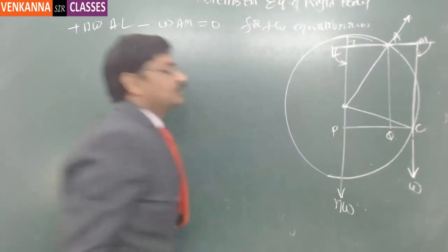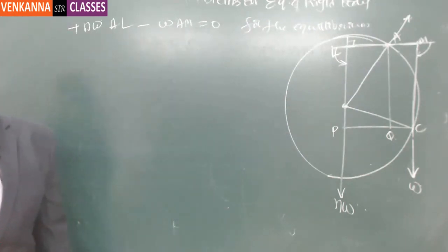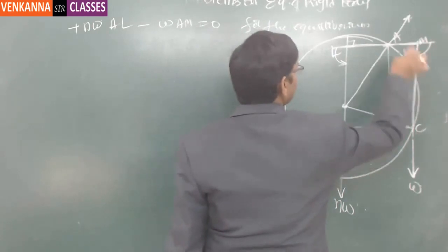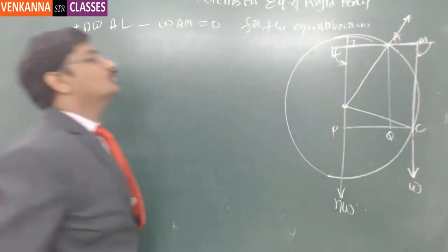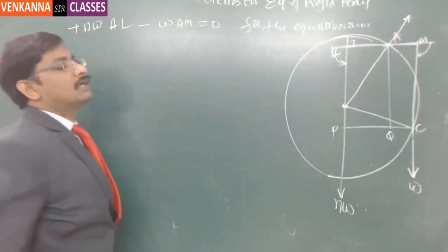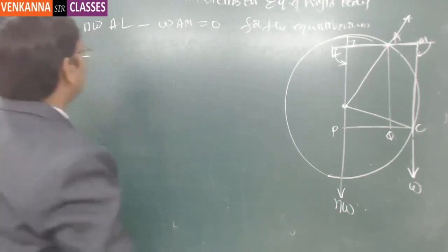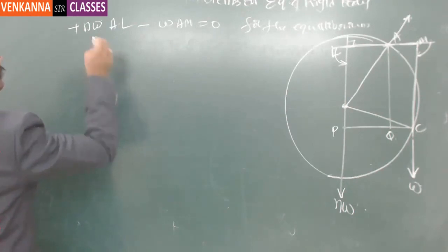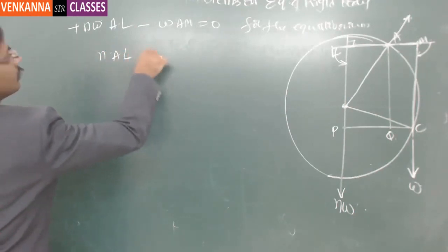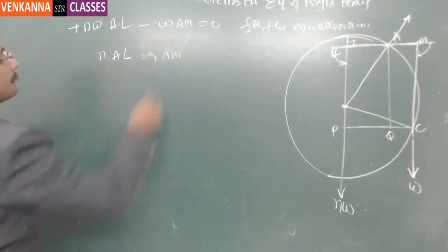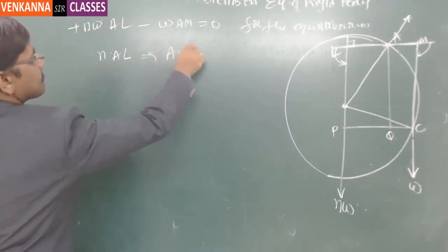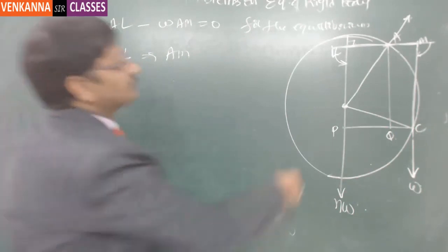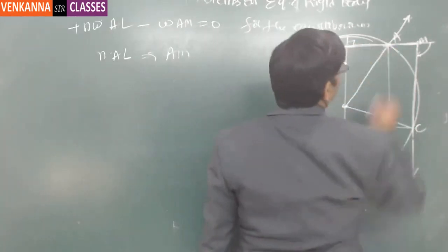So for the rotational equilibrium, all the moments have to vanish. In this case, this is one moment and this is one moment, this is 0 moment. So all the three moments together have to sum up to 0. Now in this case, N times AL is equal to AM. So N times AL is equal to AM. AL is this length and AM is this length.